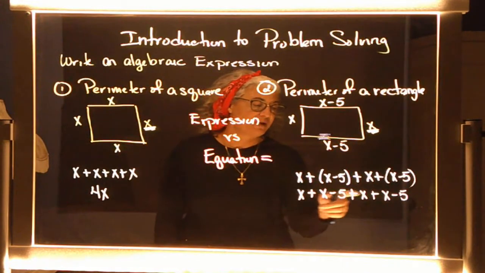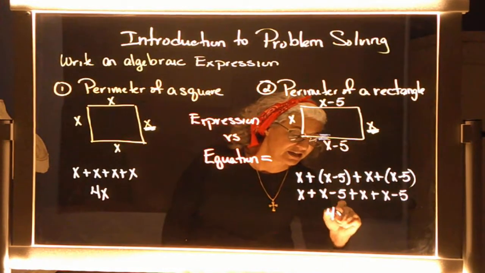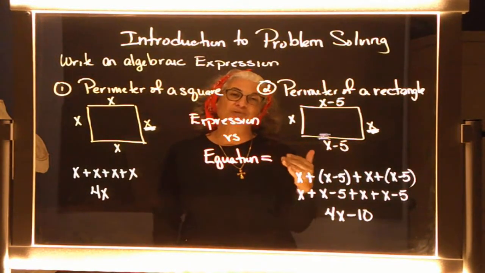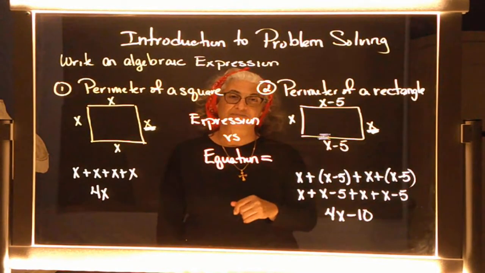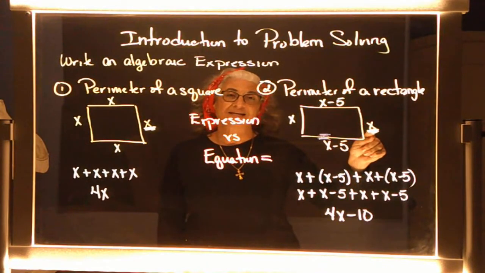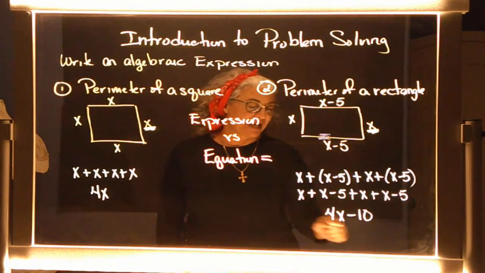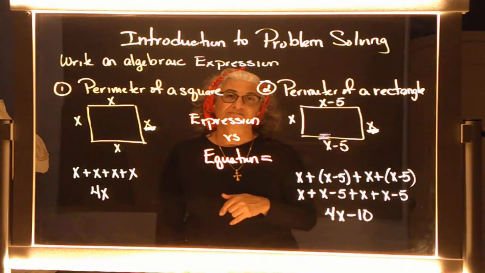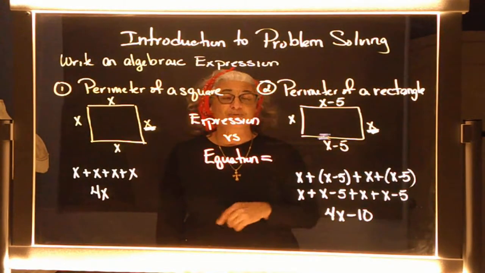So I'm going to add all my like terms. So in this case, I have 4x minus 10. That represents the algebraic expression for this rectangle. So if I knew what this side measured, I would actually know the entire perimeter by plugging it in. Cool? Okay, hang in there. Got a couple more examples.